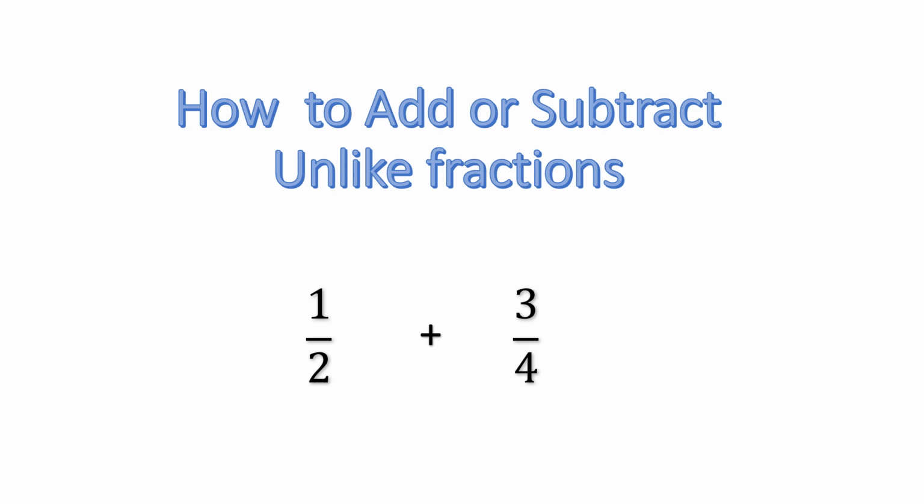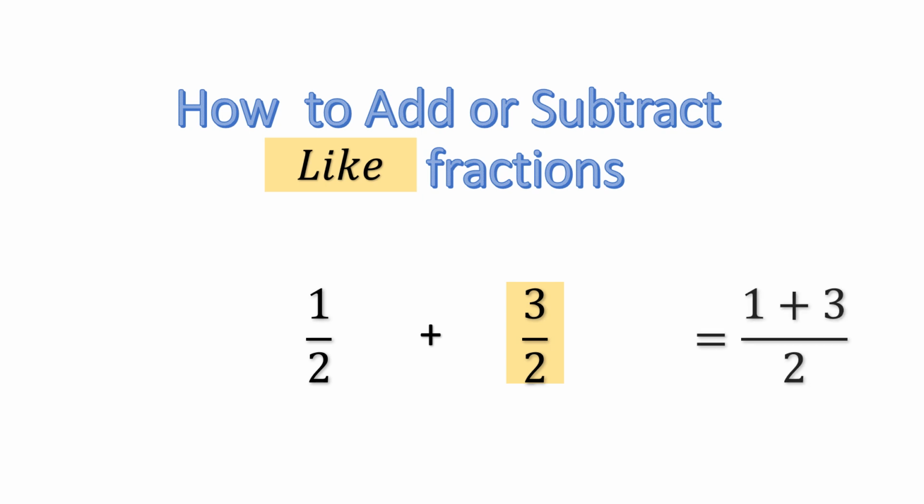So if it was a like fraction, if it was 1 over 2 and 3 over 2, it would be a like fraction and it would be pretty simple to add. We would just take the denominator as 2, which is common for both, and in the numerator we will just add the 1 and 3. And here we will get 4 over 2.